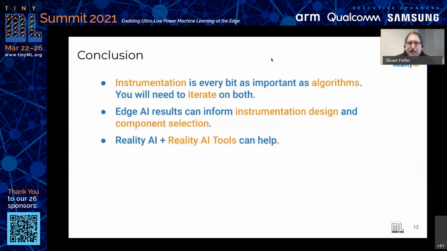Okay, so let me see. Platform keeps wanting me to annotate. I don't know why. Okay, so in conclusion, like I said, I want to leave you with the assertion that instrumentation is every bit as important as algorithms. In your development process, you need to iterate on both of them and do so together. Your edge AI models can help you make better choices for instrumentation design and component selection. And of course, Reality AI Tools is a good choice to help.